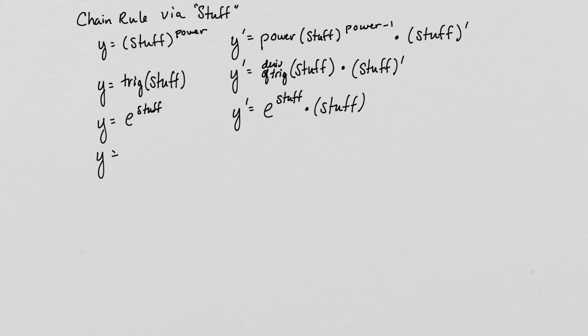Or if we had y equals the natural log of the stuff. We said the derivative of the natural log was 1 over x. So we don't have an x this time, we have stuff. So it's going to be 1 over the stuff times, oops, I forgot my prime there, times the derivative of the stuff. You guys can call me out on things when I write stuff wrong, right? Don't let me keep writing stuff wrong if you notice it. So that's the chain rule, the way I usually teach it. I usually teach it in terms of this stuff. Questions?